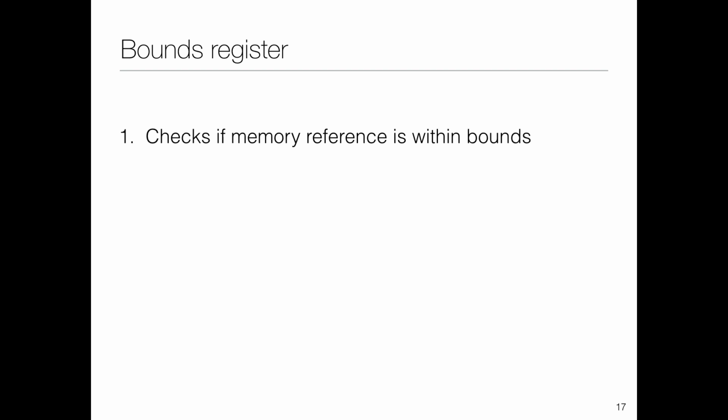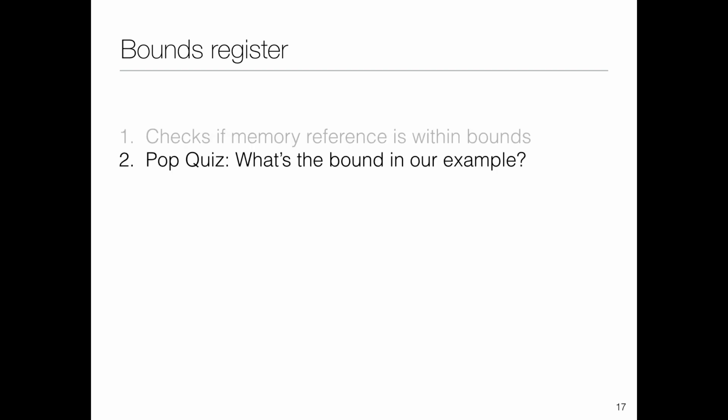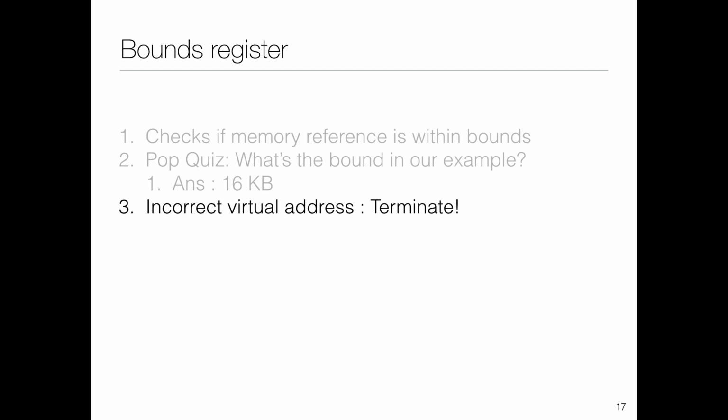What will happen if they're not? You'll have a segmentation fault, or some other kind of fault. What was the bound in the example we were looking at? 16 maybe, right? And if you have an incorrect virtual address, by which I mean that it's out of bounds, the process is terminated.